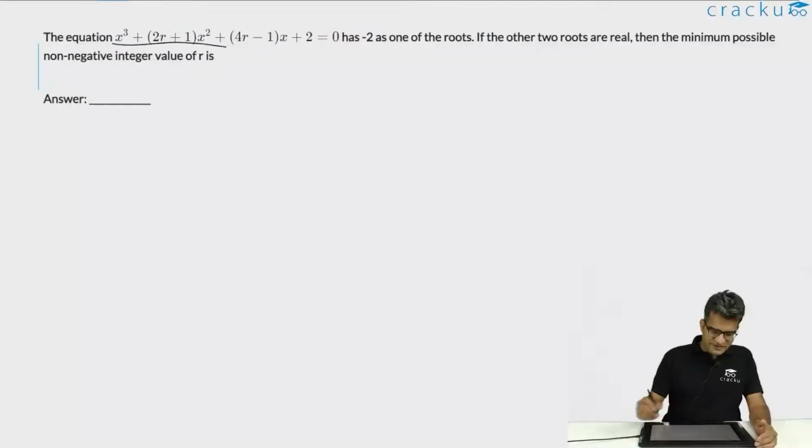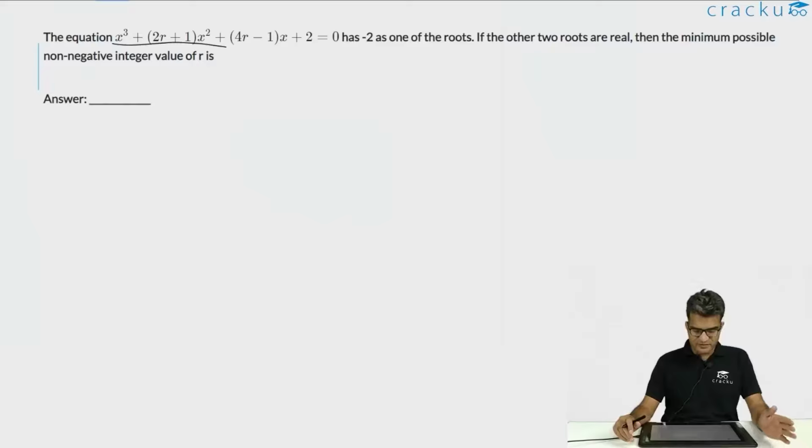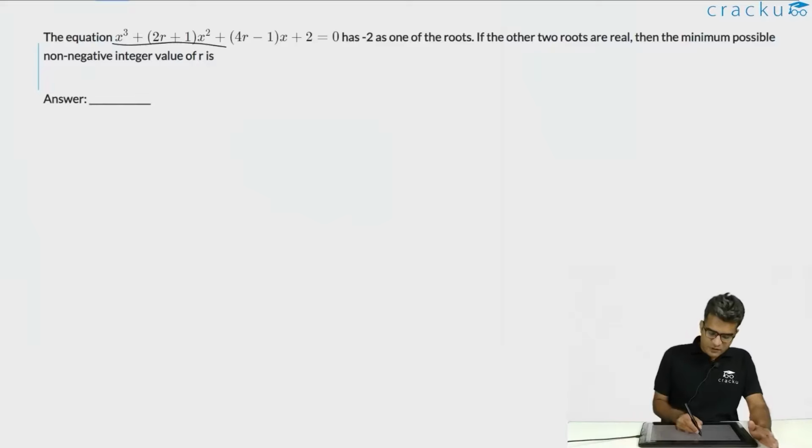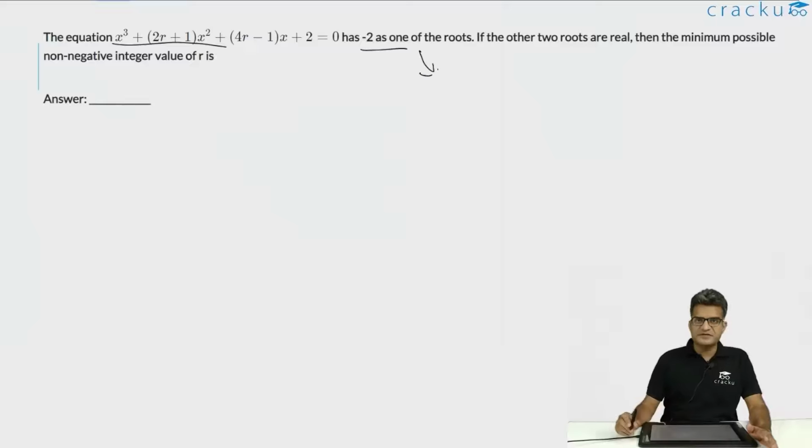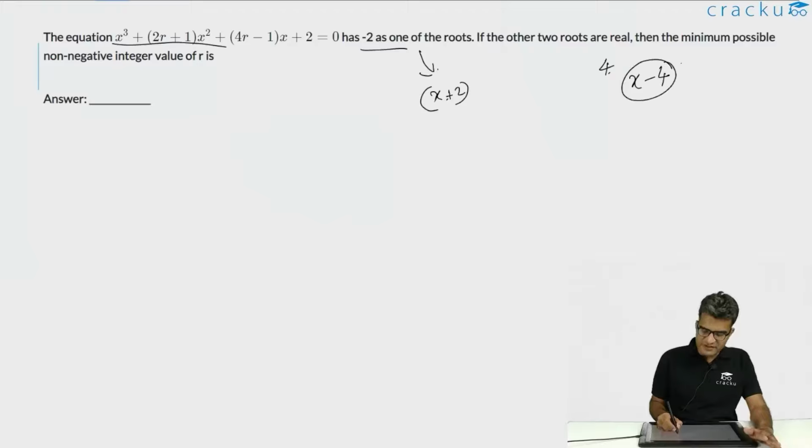In this question, we are given a cubic equation x cube plus (2r plus 1) into x square plus (4r minus 1) into x plus 2, and we are told that minus 2 is one of the roots. If minus 2 is one of the roots of this equation, x plus 2 has to be a factor. Because whenever you are told that a number, say 4, is a root of a given polynomial, it would imply that x minus 4 has to be a factor. If 4 is a root, x minus 4 has to be a factor.